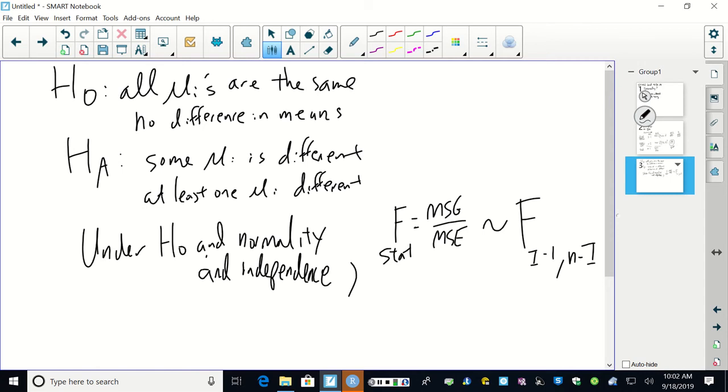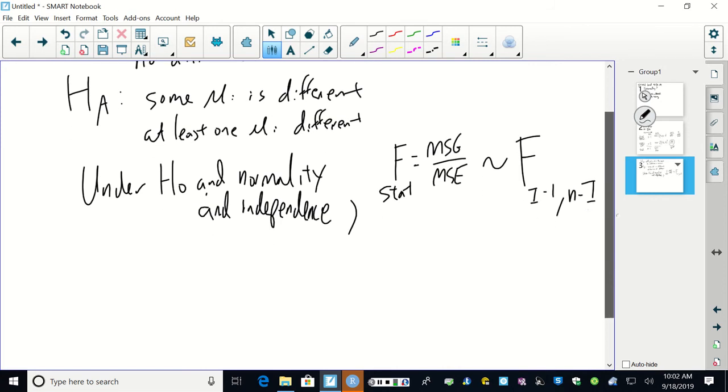We expect all those means in the sample to be close together, and then the numerator, the mean square groups, to be kind of small. And so we expect F's to be small, and the expected value under the null hypothesis is about 1. So we're going to reject the null hypothesis.